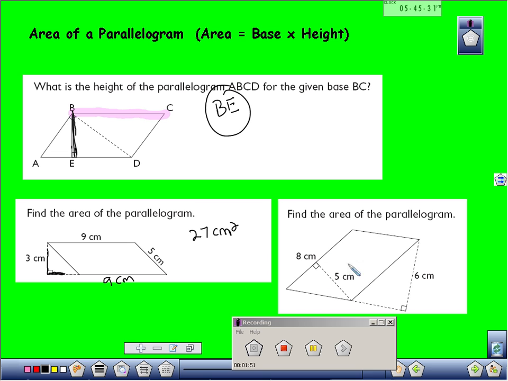Now, if you look at this one, they're trying to confuse you. They're putting these checkered lines all over the place. Whatever. Just remember, if we use this as the base, the height is perpendicular. That is perpendicular to the base. This one out here with this 6, I don't know what it's trying to prove. I'm going to ignore that. This is the base, 8. This height is perpendicular. That's 5. 8 times 5 is 40 centimeters squared.